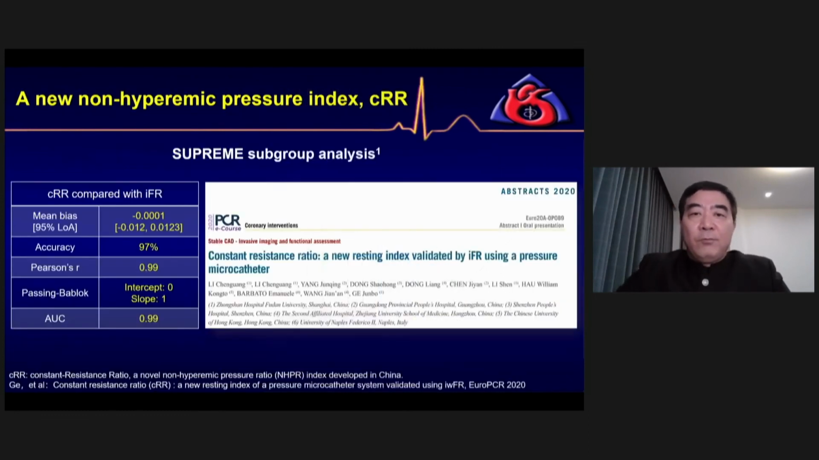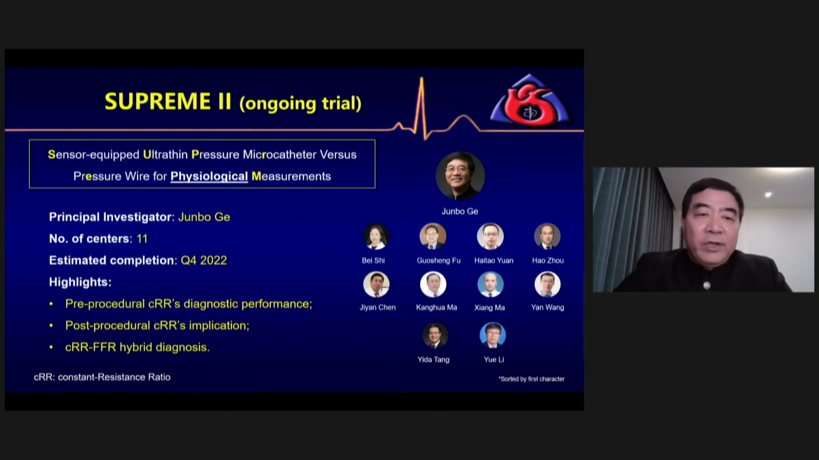And therefore, by analyzing this subgroup, we have now coined a new index we call the constant resistance ratio, without injection of a vasodilator. This constant resistance ratio we call CRR. We are now doing a clinical trial, which is ongoing in China with 11 centers. We are trying to identify if this CRR is equally feasible compared to FFR using the vasodilator.